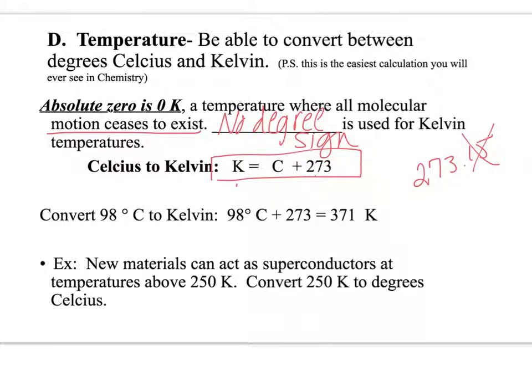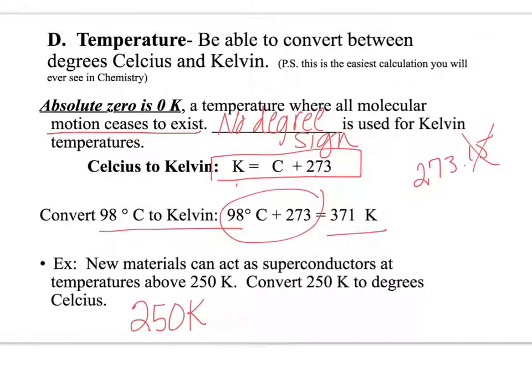And of course, if we wanted to go the other direction, if we had a Kelvin temperature, we would subtract 273 from the Kelvin temperature to get back to Celsius. So here, if I converted 98 degrees Celsius to Kelvin, I would simply add 273 and get 371. Here, it says we want to convert 250 Kelvin to degrees Celsius, so since we're going the opposite direction, we would subtract 273, and we would get negative 23 degrees Celsius. So that's how we would do that.